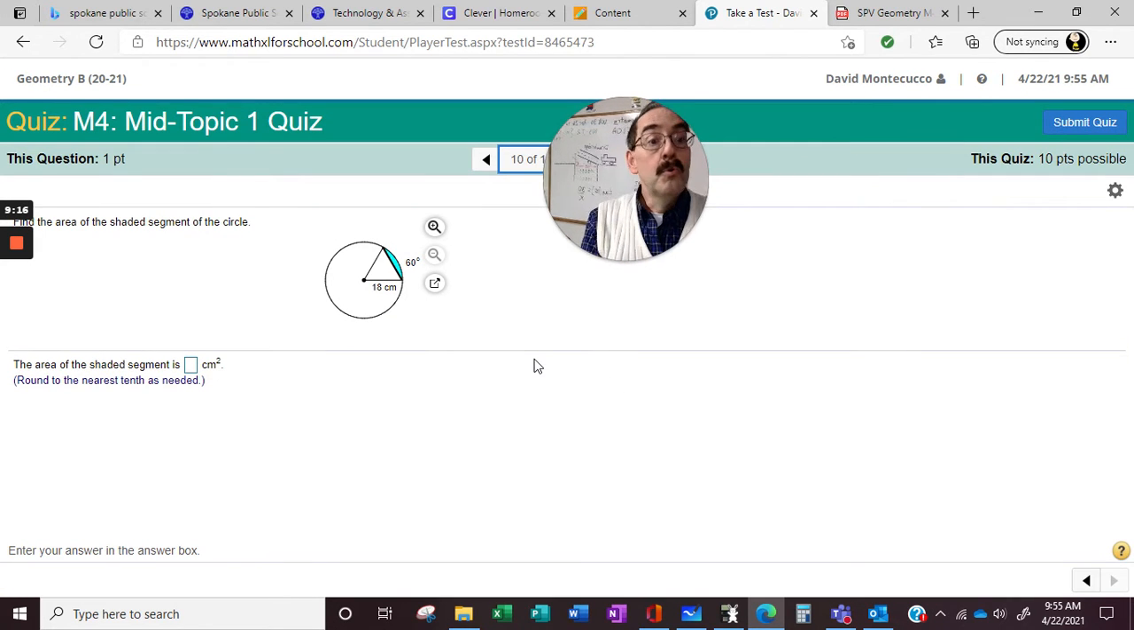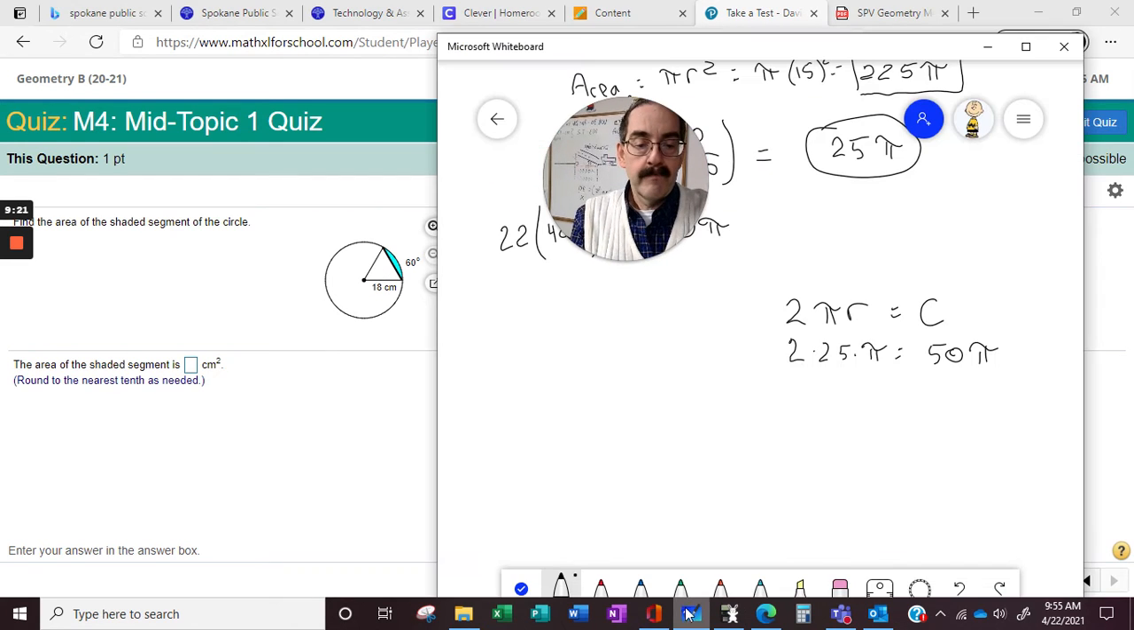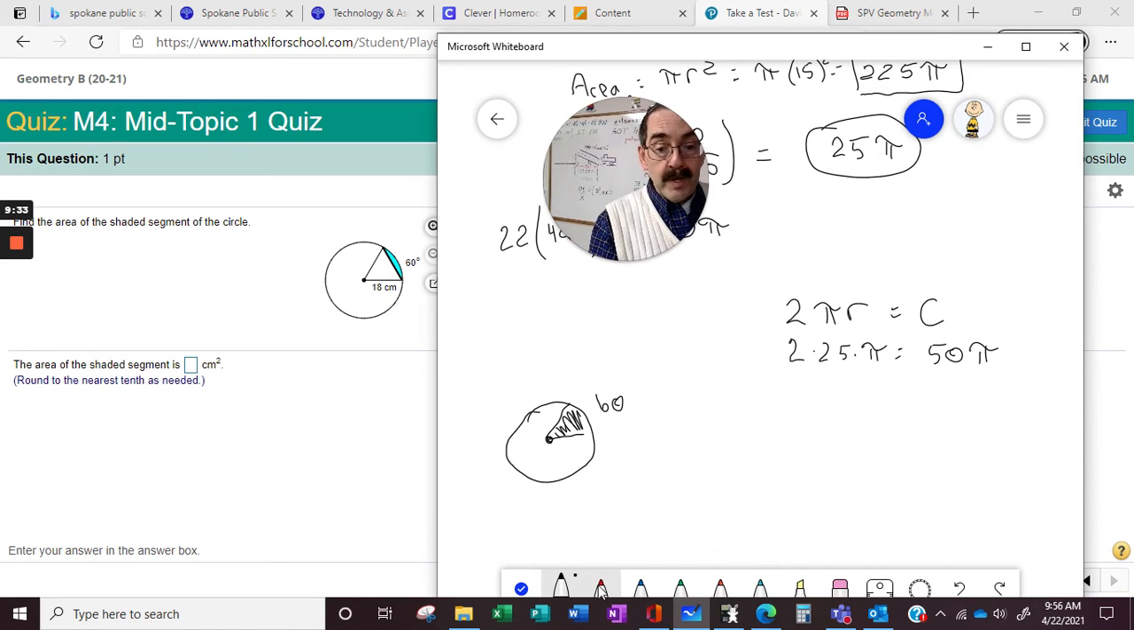Okay. Brutal problem. Now, again, you don't have to get it correct, but the idea here is we know how to find this. Okay. Now, we don't want that. We only want this piece. So first, let's find the black part.